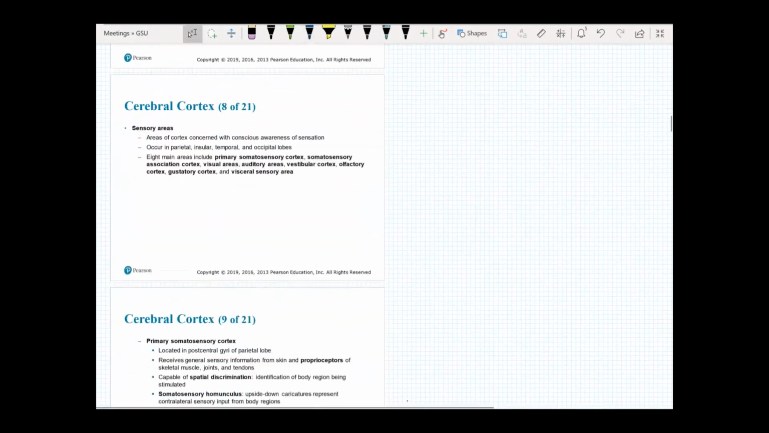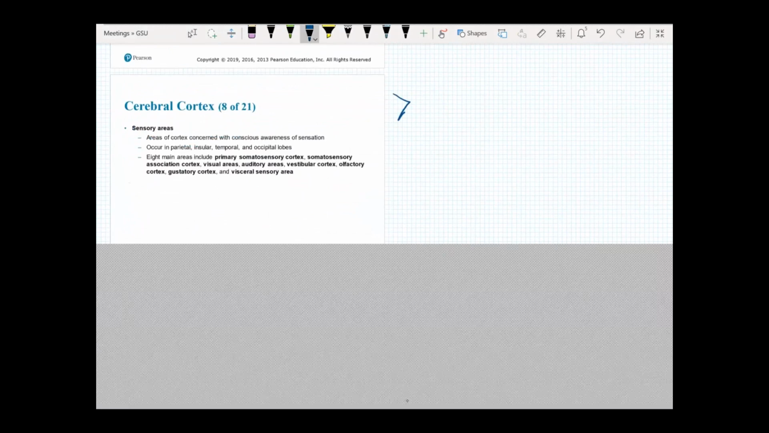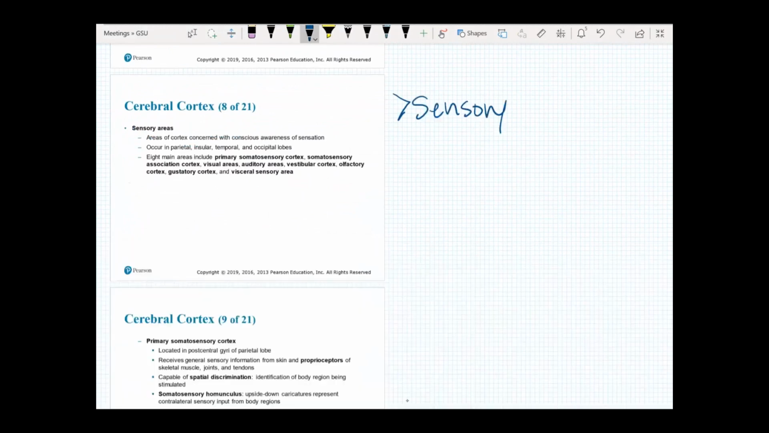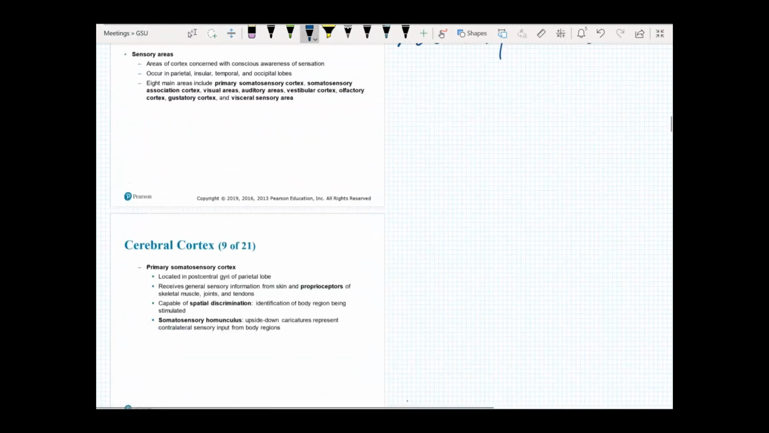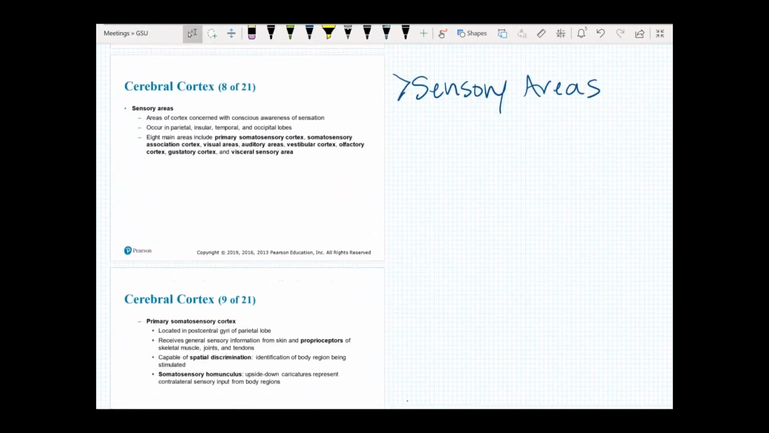Okay, so then we're going to look at our sensory areas. That was our motor areas. Now we're going to look at the areas of the brain that make up our sensory components. This is our awareness of sensation. So this is not the receiving of it, but where we put meaning to it. And they will essentially occur in all the lobes. There are 8 primary main areas, so we're just going to briefly go through these.